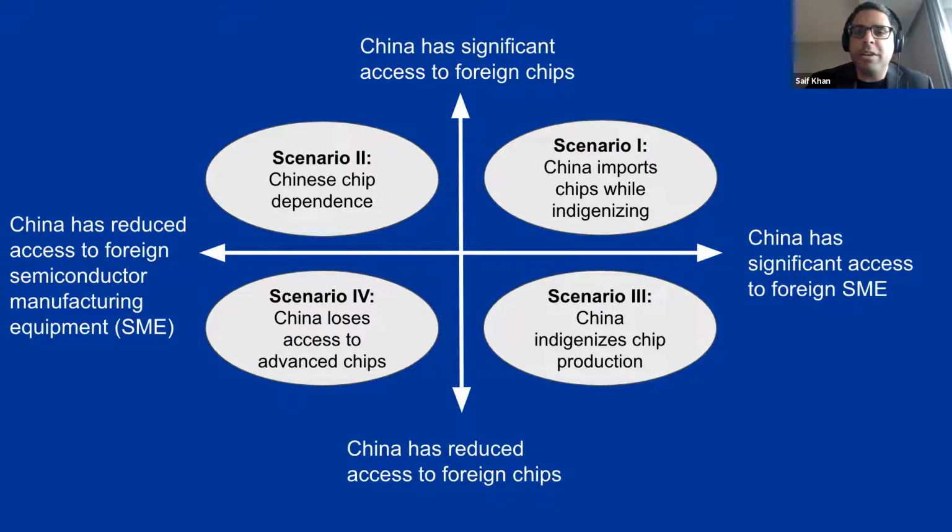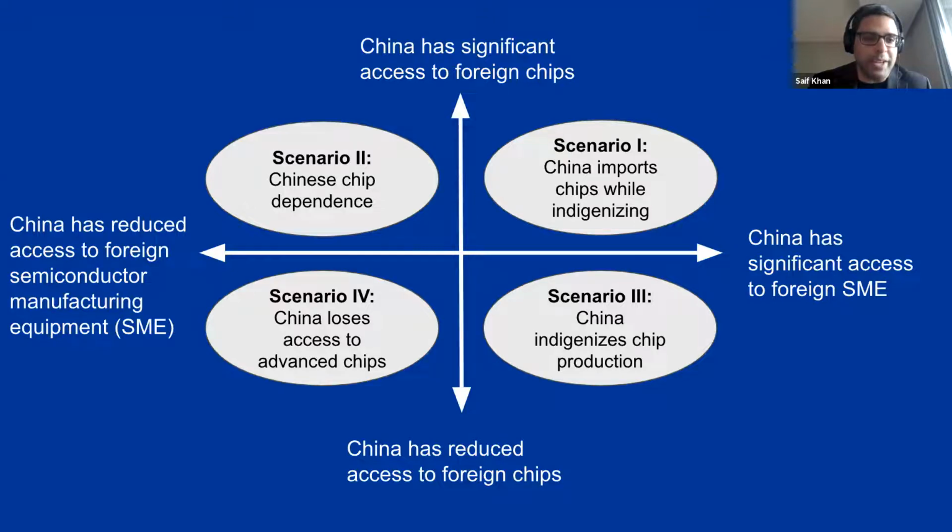So starting out with scenario 1, I would argue this is probably closer than the other scenarios to the one that we're actually in today. In this scenario, China is able to import a significant amount of semiconductor manufacturing equipment, and with some exceptions, is able to import quite many of the most advanced chips. Currently, China imports about $300 billion of chips, actually. So it's their largest import.